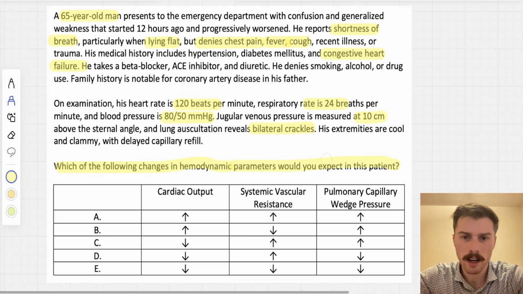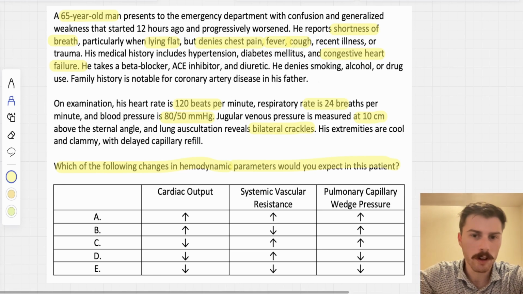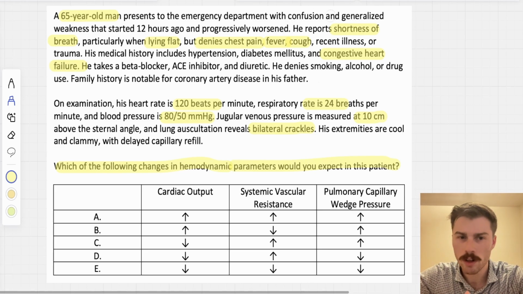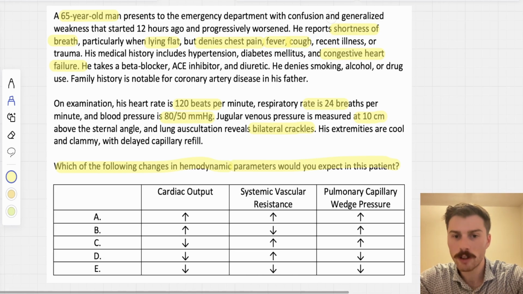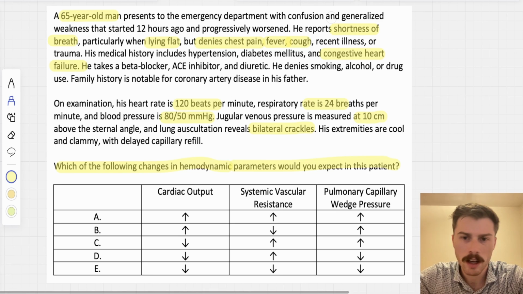Going through this again, there's no fever, so probably not septic shock. It started off looking like neuro with the confusion and weakness, but that could just be signs of shock. So probably not neurogenic. No hypovolemic. There's no signs of trauma. So my guess would be a cardiogenic shock with that congestive heart failure history.